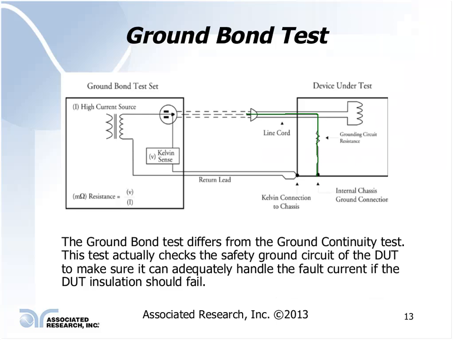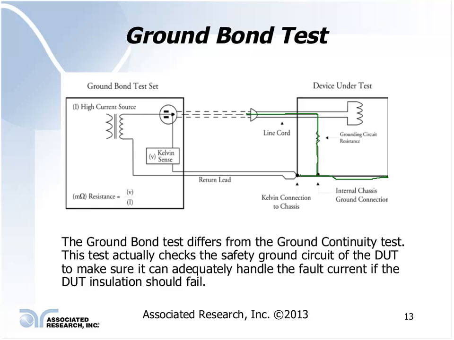How does it do that? The ground bond test essentially is a high current test that injects a high current through the ground conductor of your product, through this ground circuit to the exposed dead metal, or the chassis of your product itself, okay?